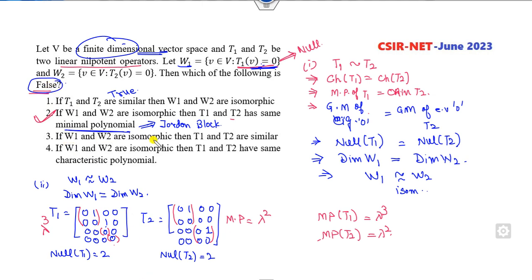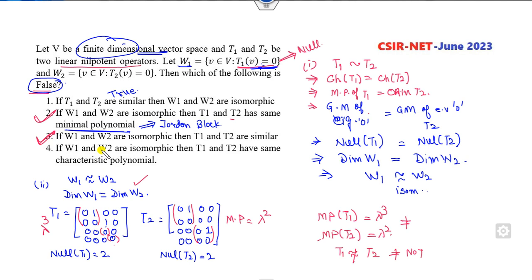If W1 and W2 are isomorphic, with the same examples, then T1 and T2 are similar. Again you can see minimal polynomials are not the same. It means they are not similar. T1 is not isomorphic to T2, that means they are not similar. So this option is also false. So this is the correct statement.